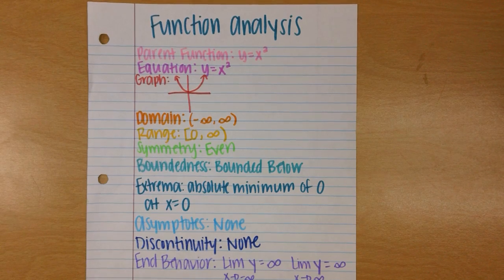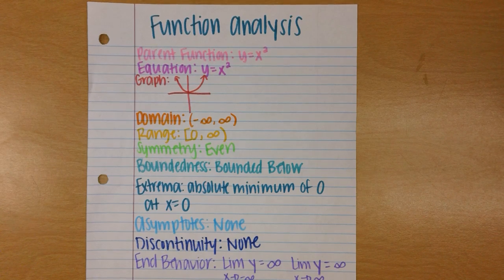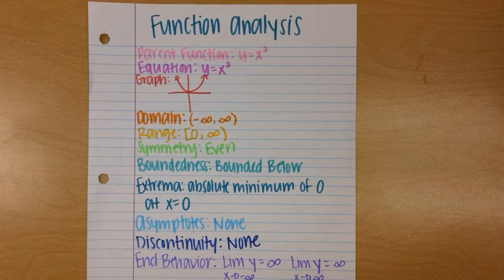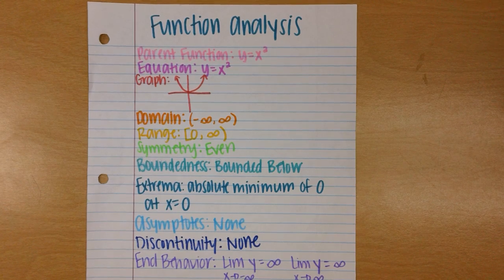This is a quadratic function. The parent function name is y equals x squared. The equation of our function is y equals x squared. This is the graph of y equals x squared. The domain of our function is negative infinity to infinity. The range of our function is 0 to infinity. The symmetry of our function is even.